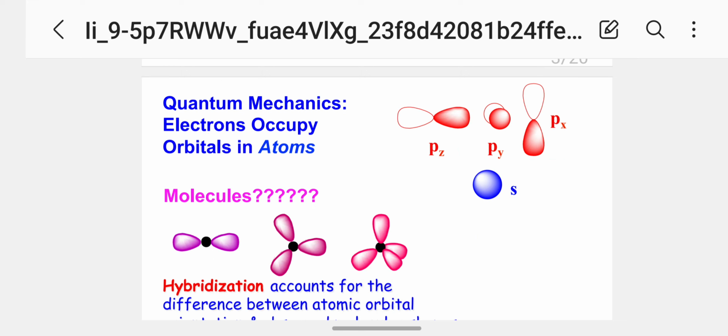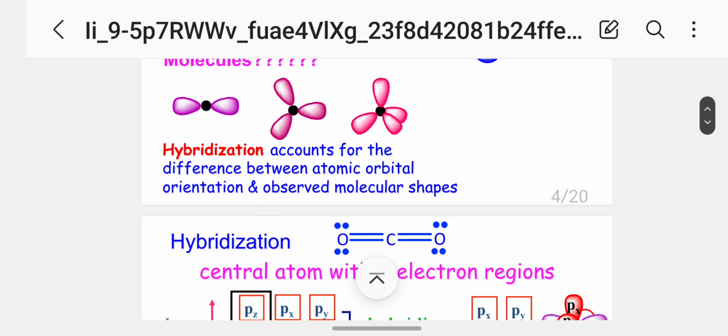Afterwards, we have quantum mechanics. Electrons occupy orbitals in atoms. Quantum mechanics generally expresses the idea that electrons, which are negatively charged elementary particles in an atom, will always occupy orbitals or energy levels inside atoms. What are molecules then? So, molecules, according to hybridization, what will hybridization talk about molecules? What are these structures like?